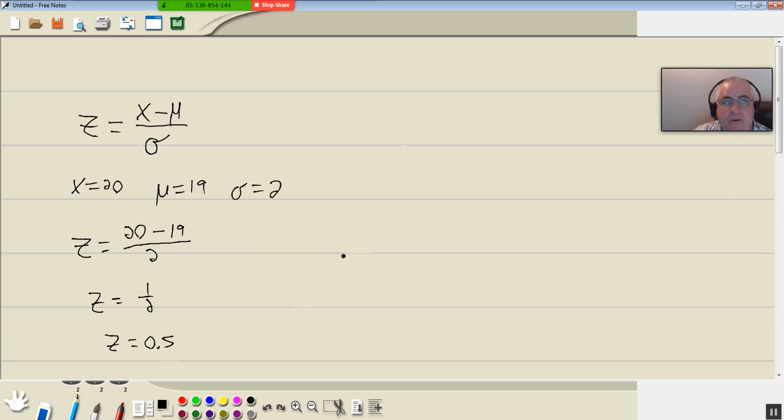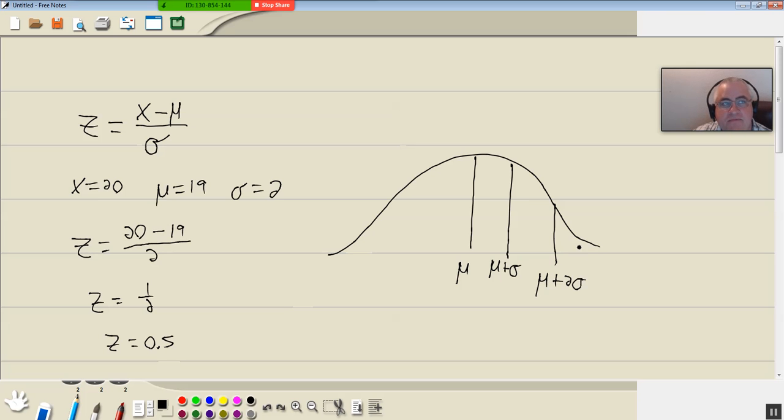Now the z's, whenever we're referring to those, refer to how many standard deviations it varies from the mean. So remember our graph. Here's mu. Here is mu plus 1 standard deviation, and here is mu plus 2 standard deviations. When we're talking about 0.5, well, here's 1 standard deviation, so half a standard deviation would be right here. So that talks about how much this varies from the middle when we're talking about our standardization, or normal standardization.